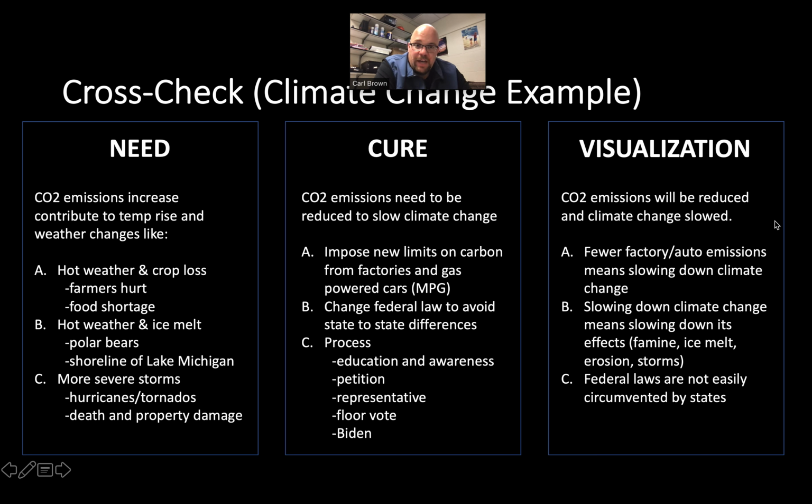And then I've got that from here, as you see, the top thing to the top. Let's start over here. Fewer factory auto emissions means slowing down climate change. Good. That's good for this and this and this and that. Slowing down climate change means slowing down its effects. Oh, look at all these effects. Good. We've talked about those. And federal laws are not easily circumvented by states. So in other words, if we did a federal law, then we wouldn't have to worry about states getting around this.